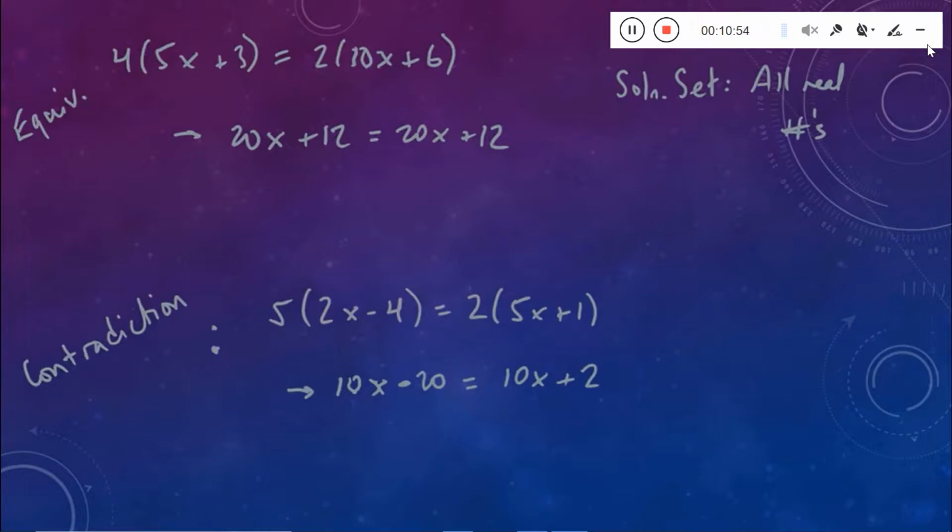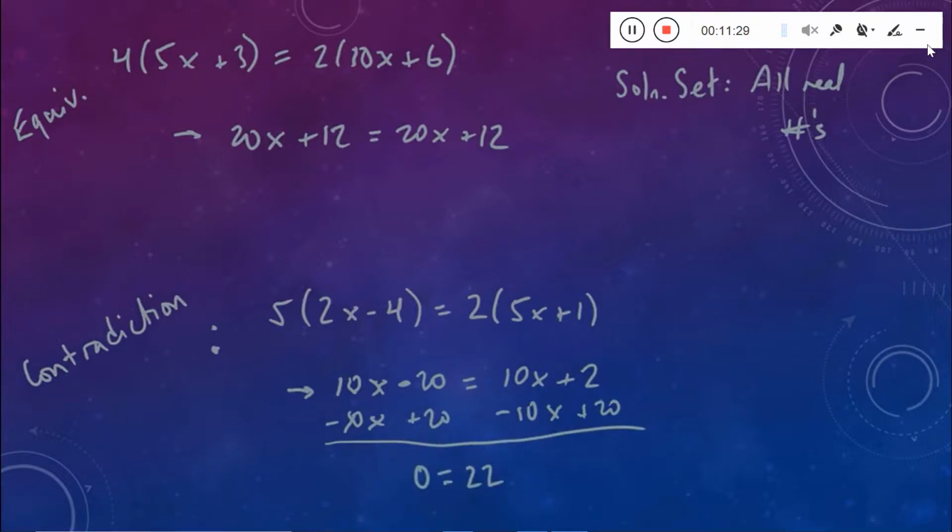And if I subtract 10x from both sides, then I'm going to get minus 20 is equal to a positive 2. Now, negative 20 is never equal to a positive 2. So that's what makes this thing contradictory, or that's what lets us say that there is no solution to this linear equation, because we just can't ever get these two things to be the same. You can try to clear everything out from one side, and you come up with 0 is equal to 22, which obviously we know is not correct. Those two numbers are clearly not equal to each other.